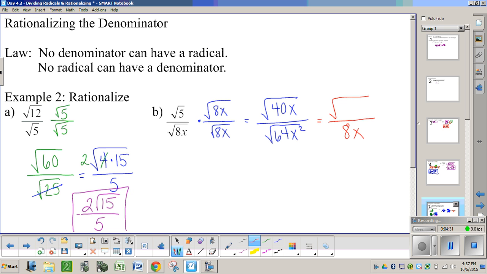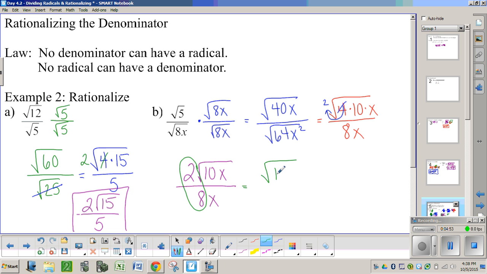And if I go up to my numerator, I can change this into 4 times 10 times x. 4 is a perfect square, so that comes out as 2. So now I have 2 times the square root of 10x all over 8x. What I want you to see here is the 2 in the numerator and the 8 in the denominator are going to be able to reduce. So my final answer is going to end up being the square root of 10x over 4x.